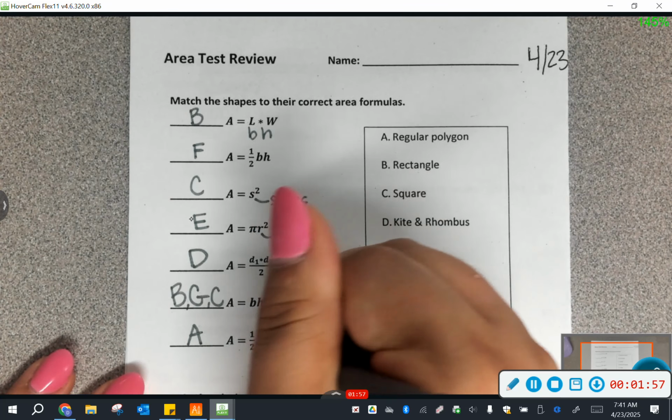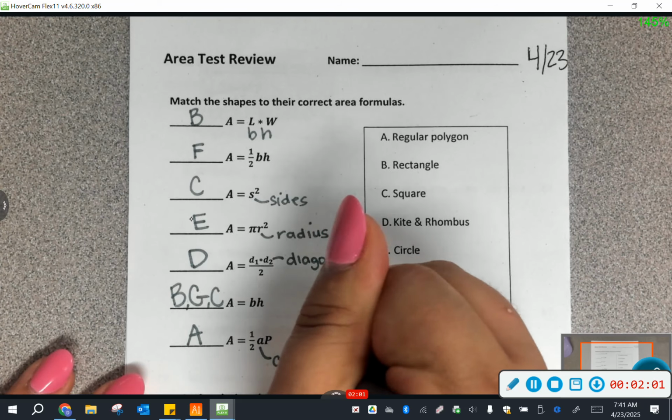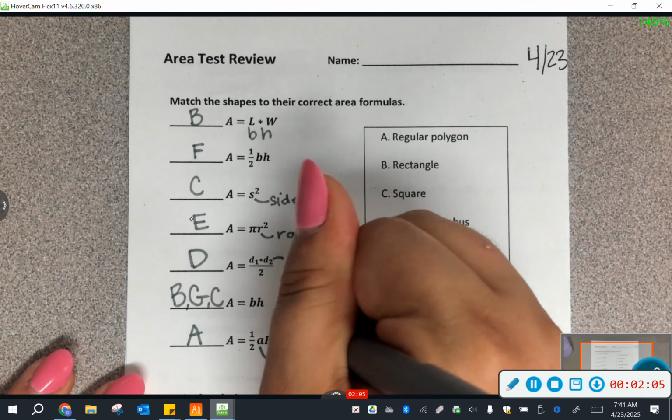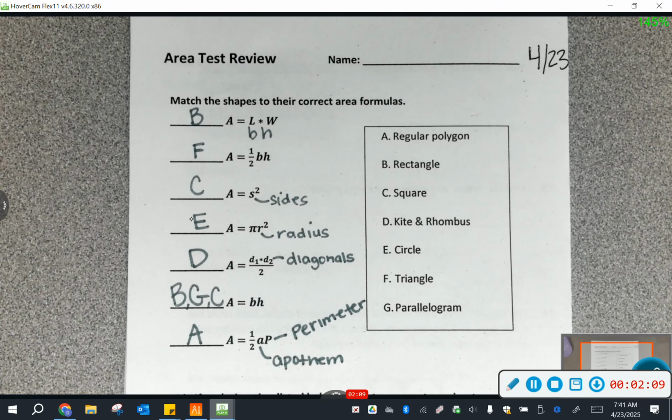And what is 1/2 little a p? What does little a stand for? Apothem. What does big P stand for? Perimeter. Okay? So again, you don't have to memorize these. You just have to know what the little letters mean to get them right.